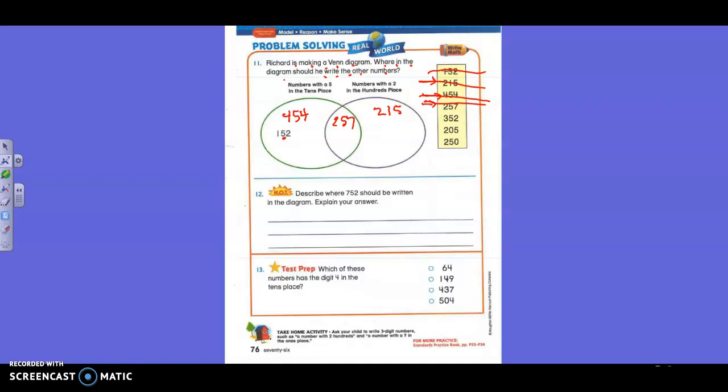Okay, I want to see if you guys can do the rest on your own. 3 more numbers. Okay, looks like you all have it. So what goes over here in the purple one? What number? 352. What goes in the middle one? 250. And what goes in the purple one? 255. Okay. So you all have that.